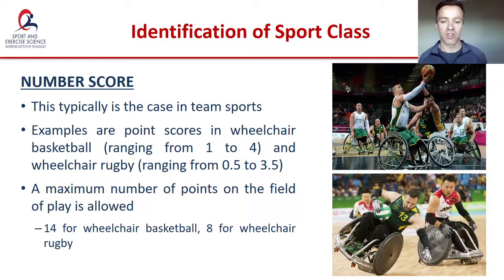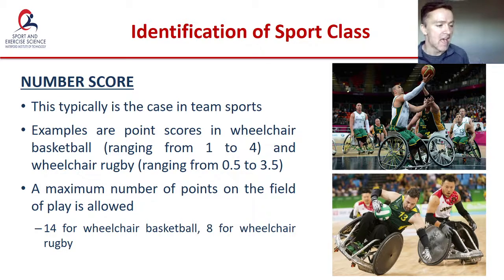There are other sports where there is just a number score. This is typically the case in team sports. So for example, in wheelchair basketball, we have either 1 through 4, or in wheelchair rugby, they have it from 0.5 to 3.5. There's a maximum number of points available on the field of play per team.